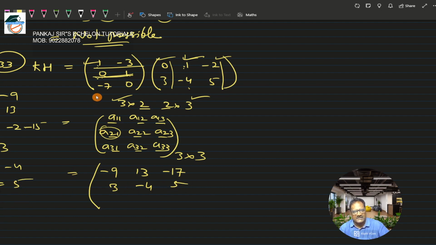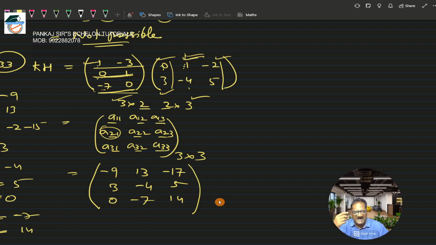Now last row. This is A31, third row and the first column. Minus 7 into 0 will be 0. 3 into 0 will be 0. So there will be 0 over here. A32 will be third row and the second column. Minus 7 into 1 is minus 7 and this is 0. So I'll write minus 7 over here. And A33 will be minus 7 into minus 2 will be 14, and 5 into 0 will be 0. So 14 plus 0 is 14. Now this is my ultimate 3 by 3 matrix as the answer for KH.